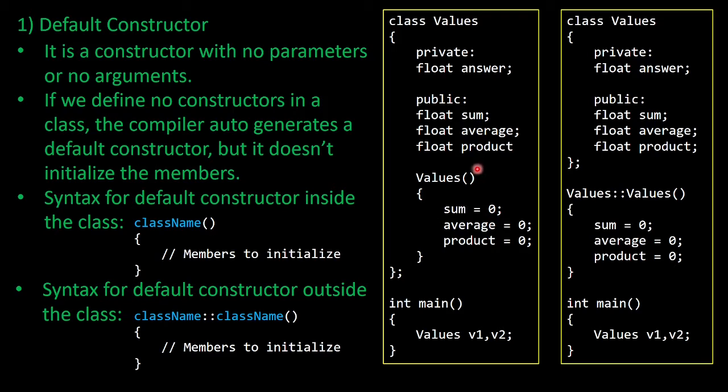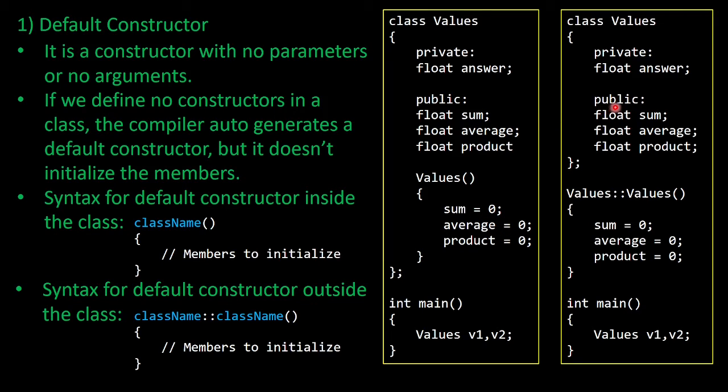So using default constructor, we have initialized the variables. We can initialize any variables we want. So I have initialized three of these variables to 0. Then in the main function, I have declared the objects with names v1 and v2. So we don't need to mention the default constructor when creating objects. The compiler automatically initializes these values.